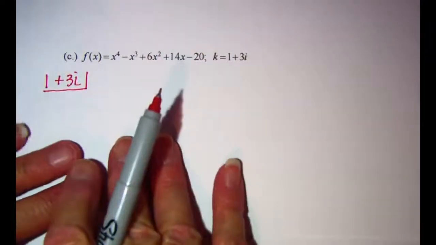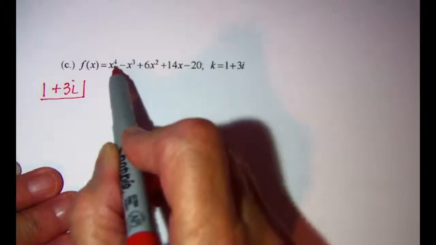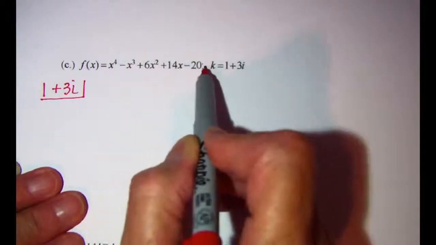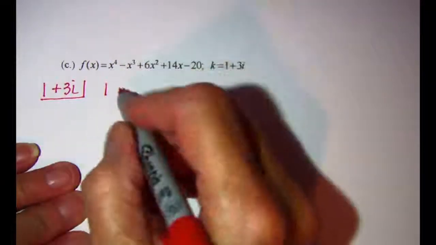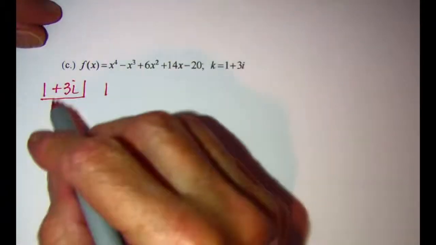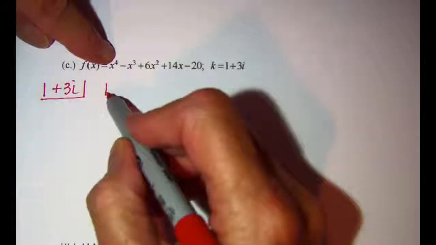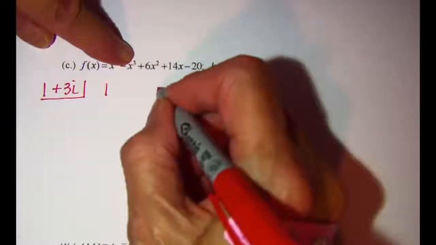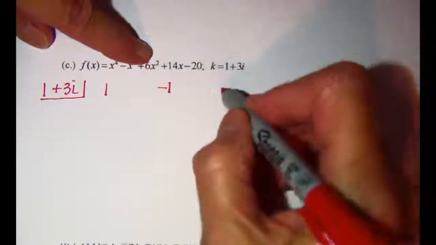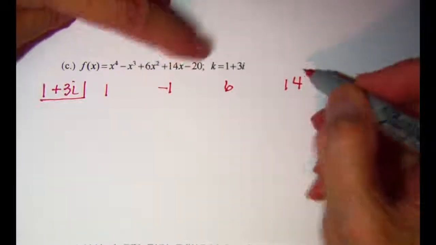And then I'm going to write the coefficients of my polynomial. Let me check and see if there's any terms missing. 4, 3, 2, 1, constant. No, there's no terms missing. So I'm just going to write 1. And then I'm going to give it a bit more space since I am going to need to write a real part and an imaginary part. So I have 1 here, and then negative 1, and then 6, and then 14, and then negative 20.